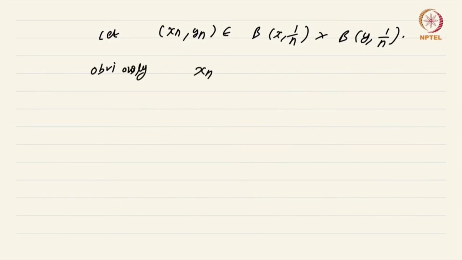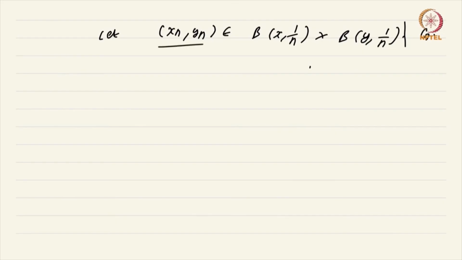Now obviously xn converges to x, and I made a slight error. Actually, it's not an error, it's more of an omission. Don't take it coming from Bx 1 by n cross By 1 by n. Okay, what I'm saying is take, let xn yn be an element of this set minus G, right? I'm taking a sequence which is there in the product of these balls, but the elements of this sequence are not in G.